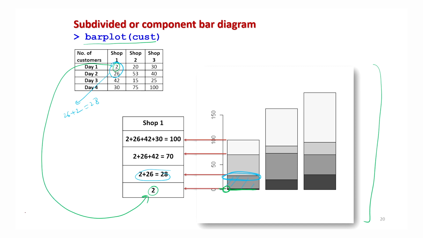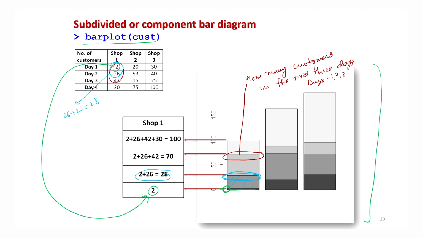Now about the third part here, this one in red color, what is this indicating? This is trying to indicate how many customers in the first 3 days, that is day 1, 2 and 3. If you try to see how many, this is 2 plus 26 plus 42. And this value here is 70, which is plotted here, 70.